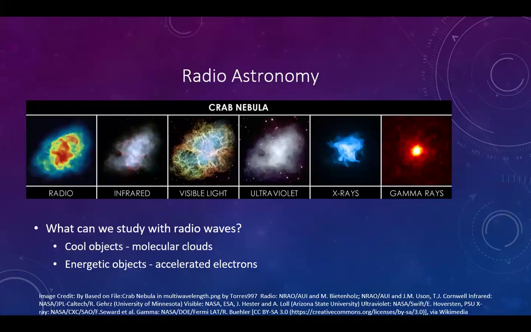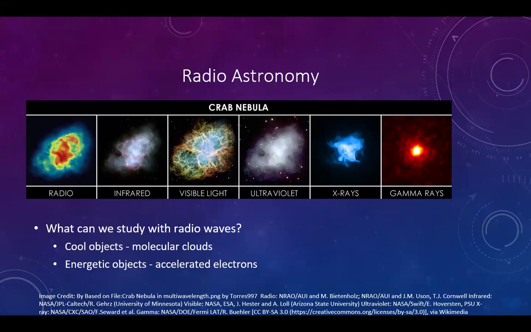Now, radio waves let you see different things than you see with other wavelengths of light. So looking at things with various wavelengths of light is very useful. So this is the Crab Nebula. This is in radio waves. This is in infrared. This is visible light, ultraviolet, X-rays, and gamma rays. So one of the things that you can study with radio waves that you can't study with anything else are cool objects, big molecular clouds.